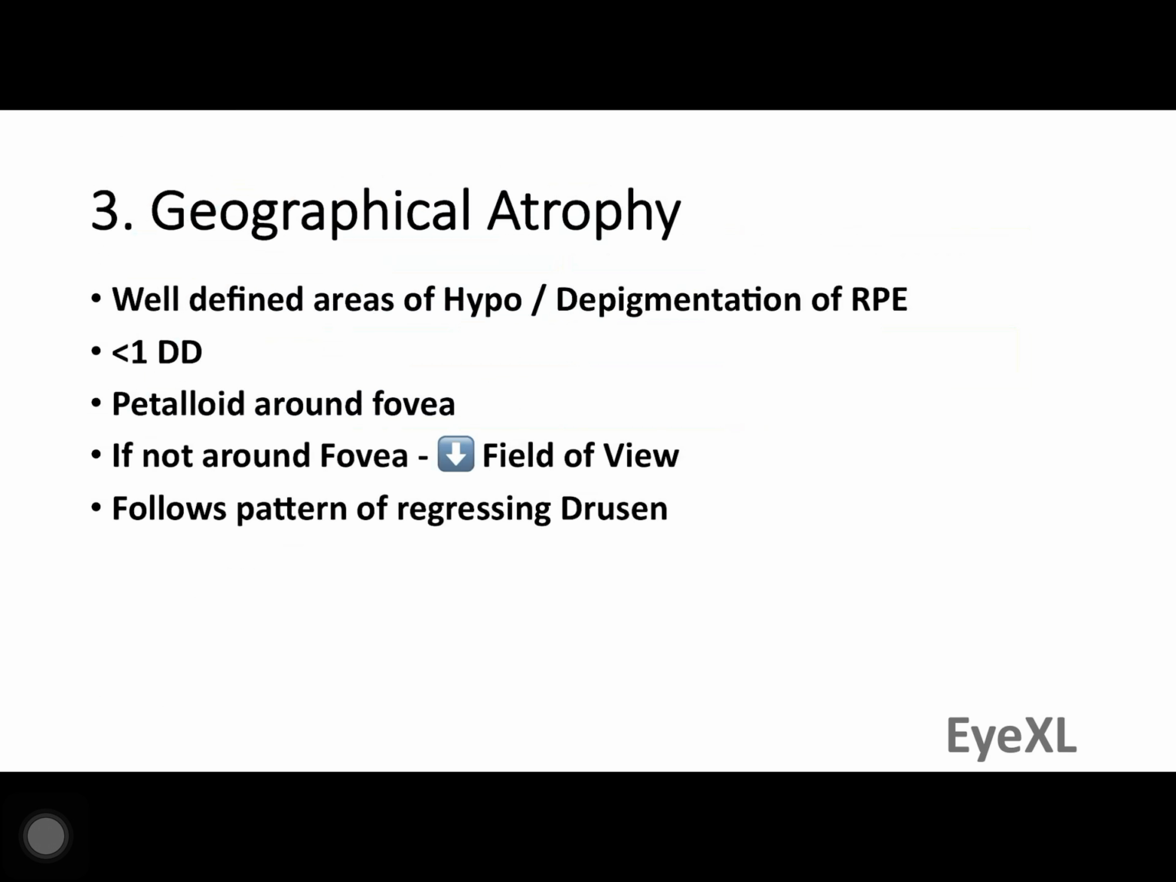And finally, let's come to geographic atrophy now. The geographical atrophy is a very advanced dry ARMD. These are well-defined areas of hypo or depigmentation, exactly opposite to the focal hyperpigmentation that we saw. There is a loss of pigment from the RPE, usually less than 1 disc diameter in size. The appearance is usually petaloid around the fovea, which means like petals, it is spread out around the fovea. And if it is not around the fovea, then there is a constriction of the visual fields. Usually it follows the drusen. So if a drusen appears in a particular area of the retina and now starts regressing, now starts getting absorbed, then a geographical atrophy will start at that particular point itself.